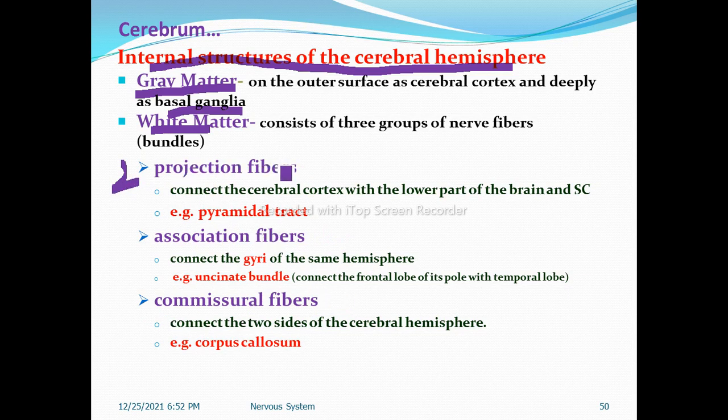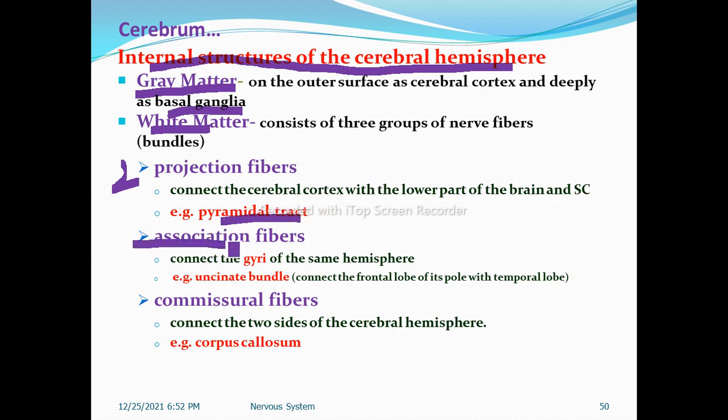Projection fibers connect the cerebral cortex with the lower part of the brain and spinal cord. Projection fibers arise from the cerebral cortex, then move downward to the lower part of the brain and the spinal cord. So they are important for communication, as ascending tracts and descending tracts. An example is the pyramidal tract.